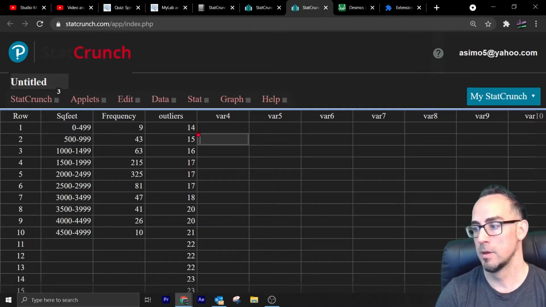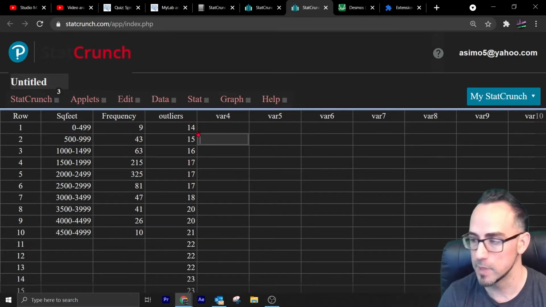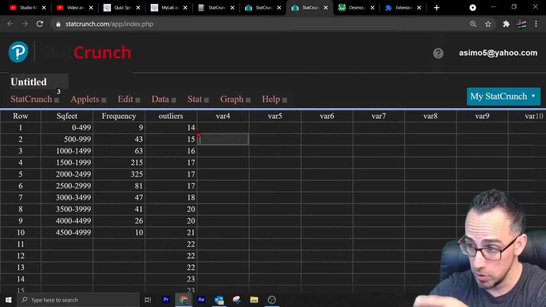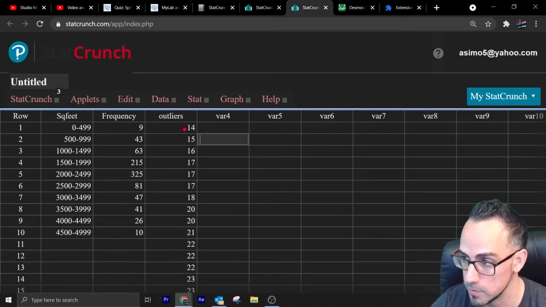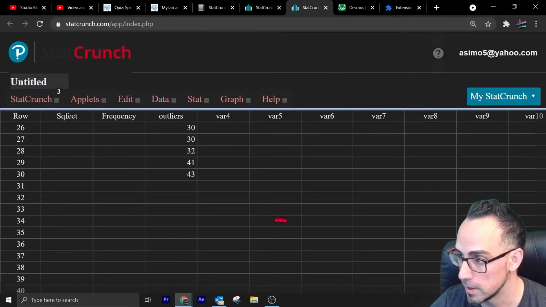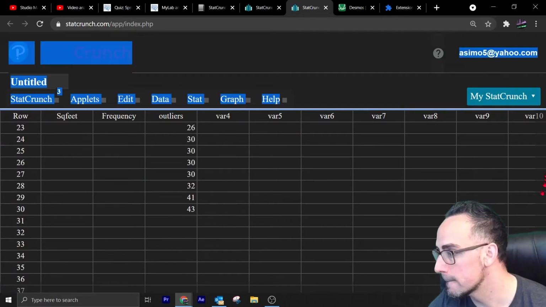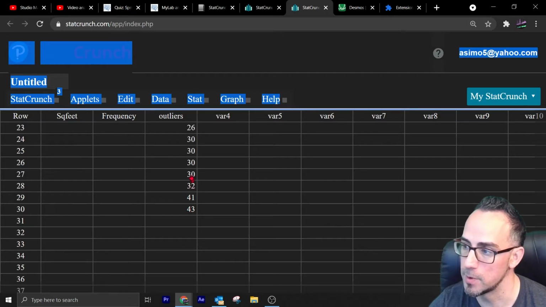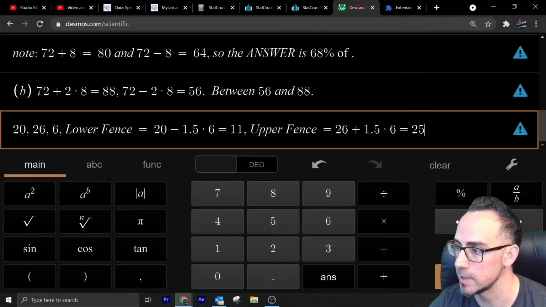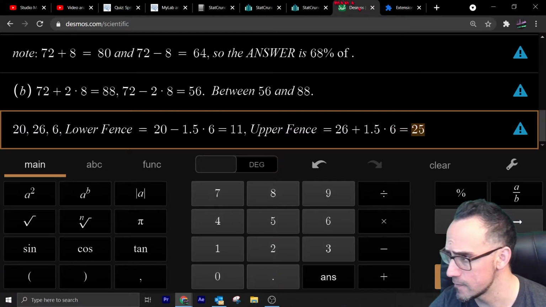Now, it's in order, so that's very helpful, because now I can see that there are no lower outliers because there's no number smaller than 11. And then what about upper outliers? Okay, as far as upper outliers, I got 43, 41. Now what was my upper fence again? Wow, 35 is the upper fence. Okay.